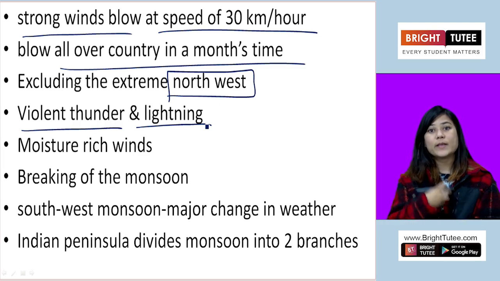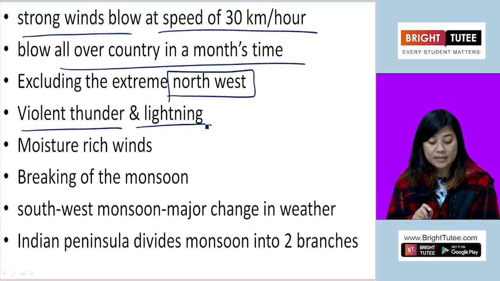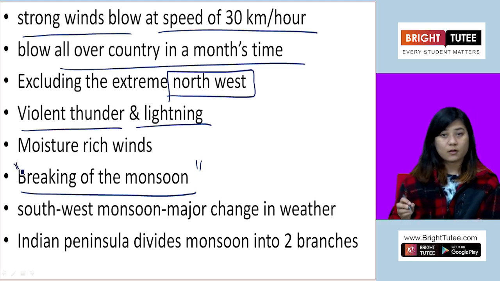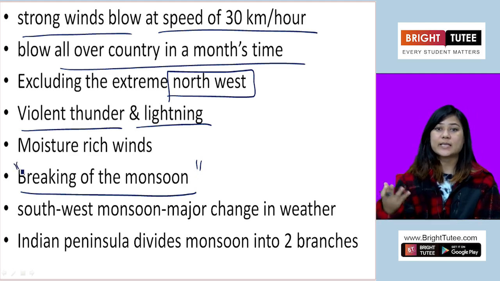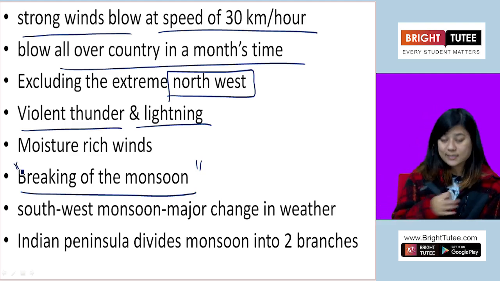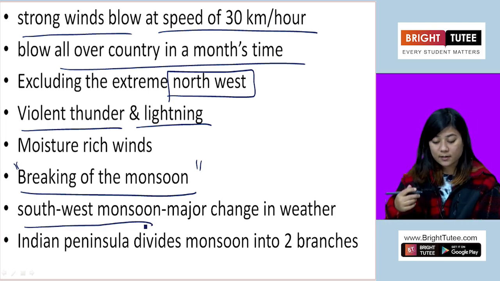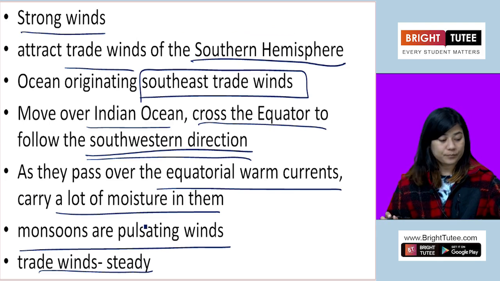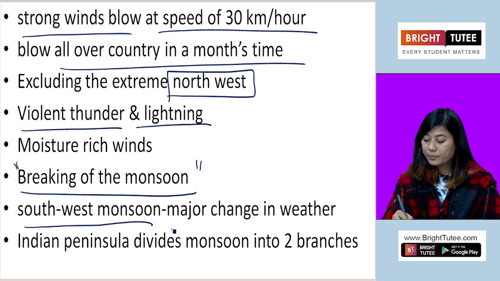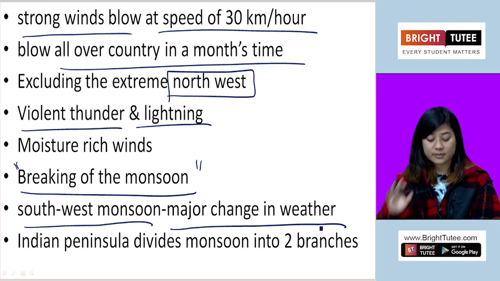This is why when the rainfall occurs along with violent thunder and lightning, this is called breaking the monsoon, because they are actually starting the monsoon. Now this is the southwest monsoon, right? This southwest monsoon brings a major change in the weather, because it is causing rainfall.